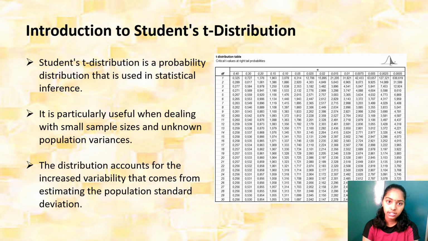Okay, let's start with the introduction. Student's t-distribution is a probability distribution that is used in statistical inference. It is particularly useful when dealing with small sample sizes and unknown population variance. The distribution accounts for the increased variability that comes from estimating the population standard deviation.